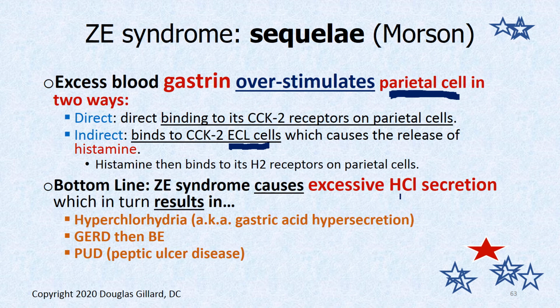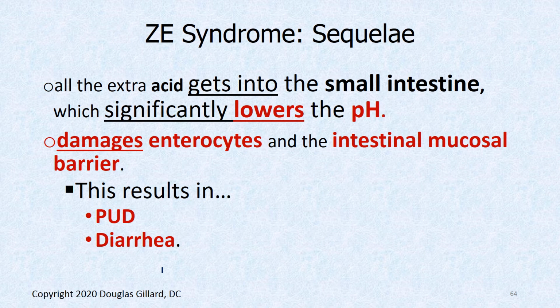So huge amount, how do you say that in medical lingo? Hyperchlorhydria. Hyperchlorhydria is too much hydrochloric acid secretion. So these people are very prone to GERD, and worse, the acid actually rips up their stomach and intestine to the point they start getting ulcerations. So they get PUD, peptic ulcer disease.